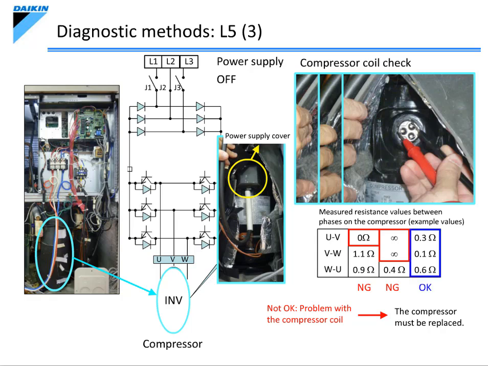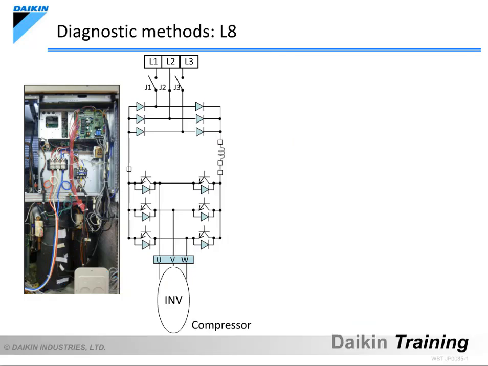If the measured resistance is approximately between 0.3 and 1 ohm, then there is no problem with the compressor, and the malfunction is likely caused by a problem with the inverter PCB. Let's now look at the diagnostic method for the L8 code.